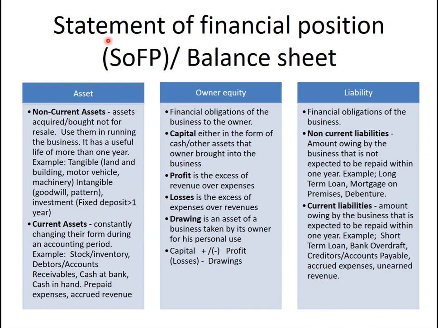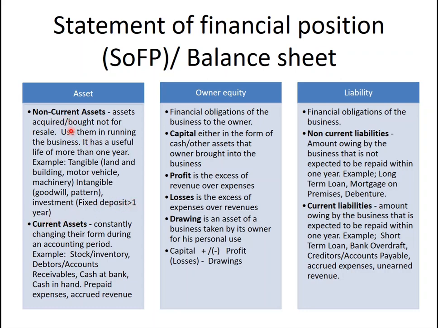Now we look into the definition of items under statement of financial position, or also known as balance sheet. We have asset. What is non-current assets? Assets acquired or bought, not for resale. Use them in running the business. It has a useful life of more than 1 year. Example, we have tangible and intangible asset. Tangible asset is land and building, motor vehicle, machinery. Intangible asset, example is goodwill, patent, investment, which is fixed deposit more than 1 year.